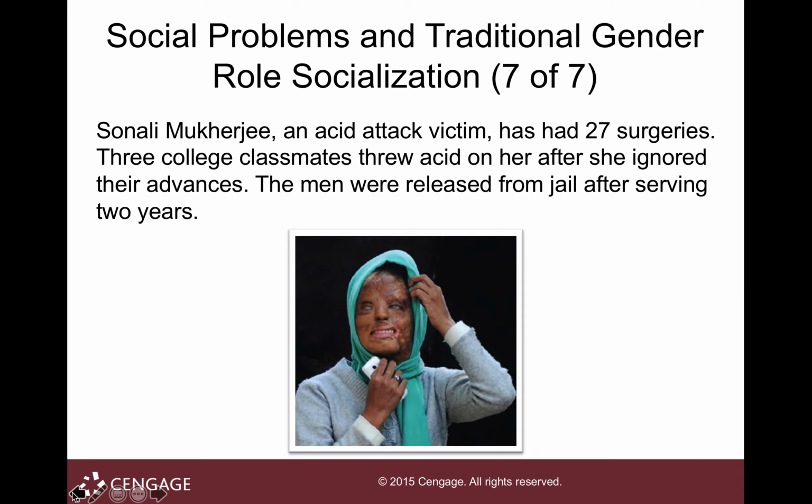And this poor woman now looks like this, and the guy only spent two years in jail. These are issues that happen. We see things maybe not so drastic as acid, but there are many men out there.